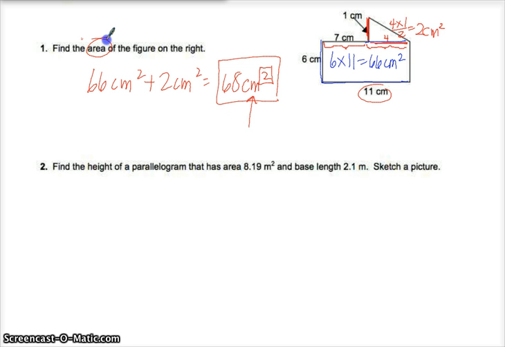Okay, let's try the second one. It says find the height of a parallelogram that has the area of 8.19 meters squared and a base of 2.1. If you want to try it on your own, go ahead and pause here, try it, and then come back and see how you did.